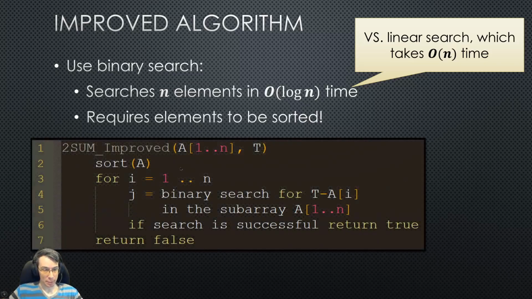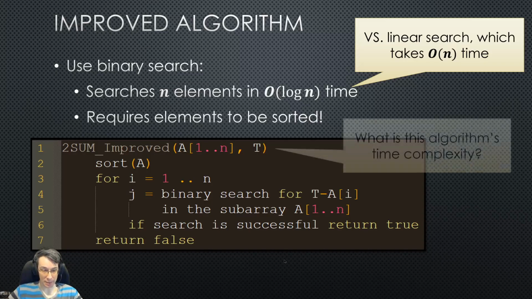So here's our improved algorithm. We're going to sort the array A, then we're going to iterate over all of the i values we could choose from 1 to n, and we're going to do a binary search to get our j value, looking for t minus a of i in the A array. And if this search is successful, we're going to return true because we found two indices, a of i and a of j, that sum to t. Otherwise, we're going to return false. And I want to remind you that i and j could be the same index.